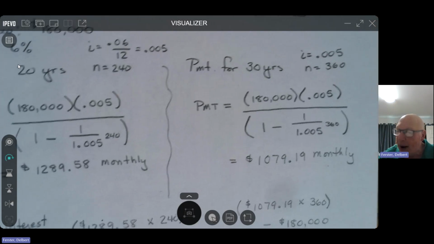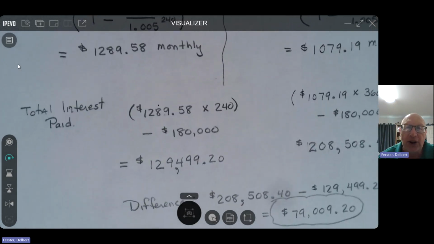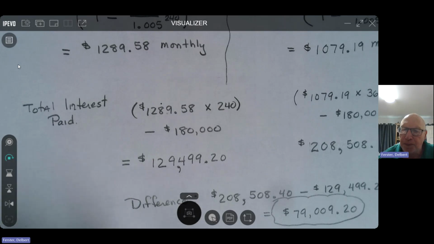You say, well, geez, let's go ahead and find out how much more. All right, so let's go back to the 20-year guy. We're going to be making 240 of those payments. So I took 1,289.58 times 240, got a gigantic number on my calculator, then subtracted from it the amount that we borrowed, which was the 180,000, and the difference reflects your interest charge. So in that case, in the 20-year mortgage, it's $129,499.20. A lot of cash.